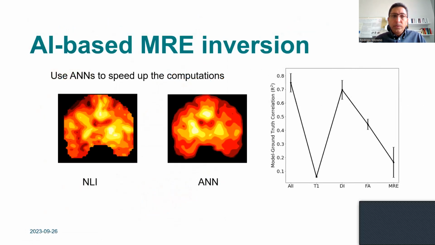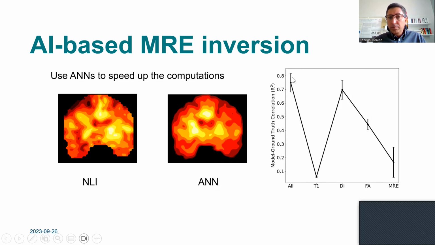Then we moved on to create an AI-based MRE inversion, because there are methods that are available but are super time-consuming. So this is an example here. Creating this elastography map, elastogram map, takes a lot, like 1 day with nonlinear inversion. And then what we did here, just as a simple example, was to train a neural network to predict these values. So then you will have more or less the same results, but quicker.